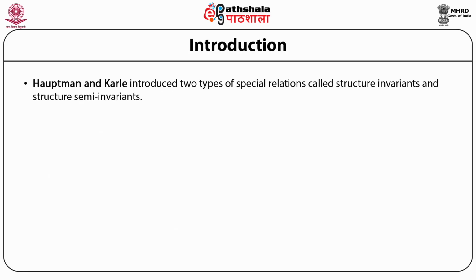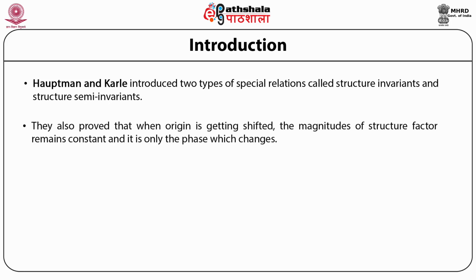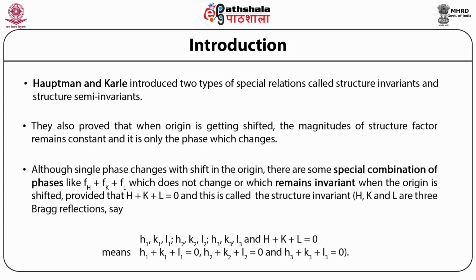Professor Hauptman and Karle introduced two types of special phase relations, called structure invariants and structure semi-invariants. They also proved that when the origin is shifted, the magnitudes of the structure factors remain constant and it is only the phase which changes. Although a single phase changes with a shift in origin, there are some special combinations of phases, like phi of capital H plus phi of capital K plus phi of capital L, which do not change, or remain invariant, when the origin is shifted, provided H plus K plus L equals 0.